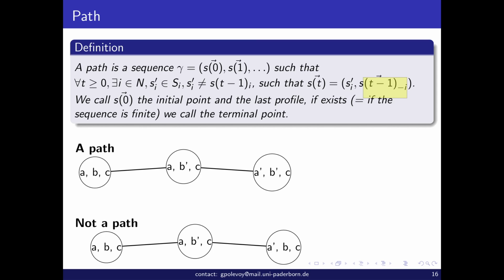Now, we call that s_0 the initial point of the path. And if the path is finite, so if there is a last profile, then that last profile in the sequence we call the terminal point. We go from the initial point to the terminal point.